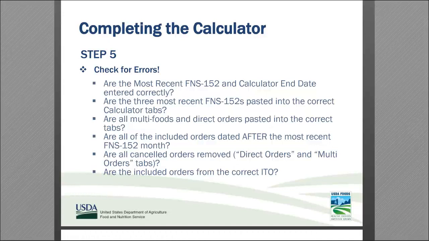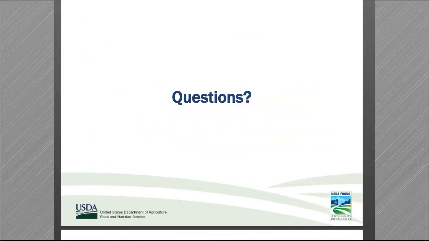Similarly, check that all multi-food and direct orders are pasted into the correct tabs. You can verify this with the Units on Order column or column D on the calculator. And finally, are the orders from the correct ITO with the correct date and with no canceled orders included?